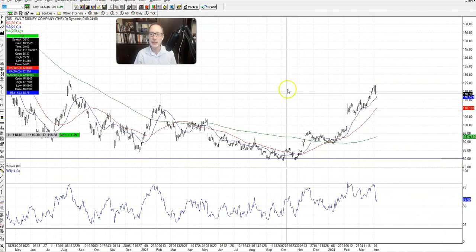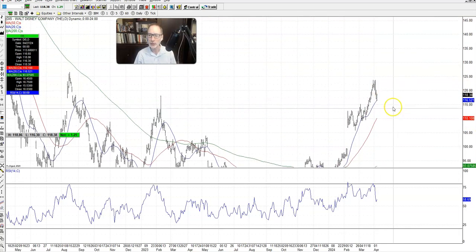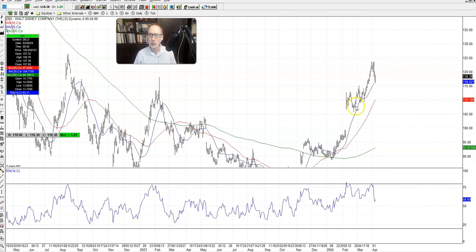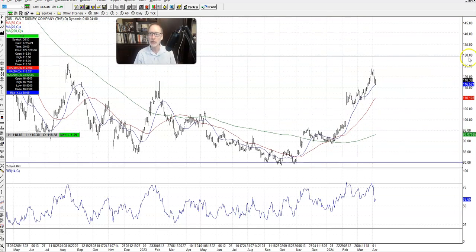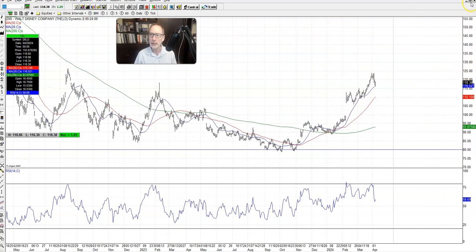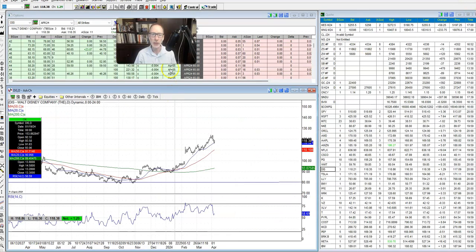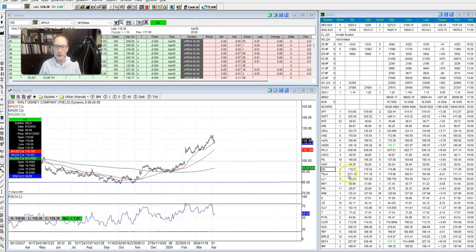So I think Disney has finally made the turnaround, and as you can see, look how it stopped right on the 20-day moving average. So use those moving averages to your advantage when you're looking at these stock charts to try to help you gauge when it may be time to get in or out of a trade.